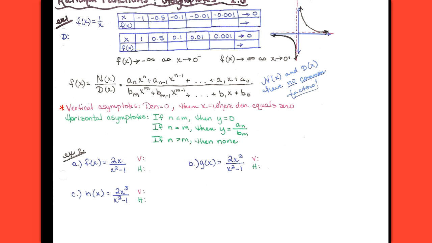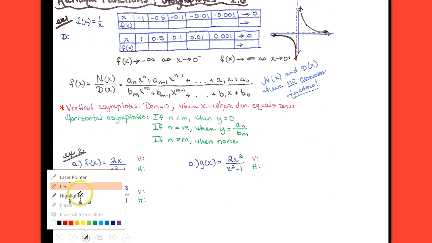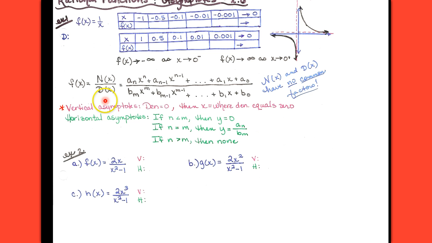And so they tell me here that a rational function can be written in the form of f of x is equal to n of x over d of x, where n of x and d of x are each polynomials. So it's basically just one polynomial divided by another. And n of x and d of x have no common factors.